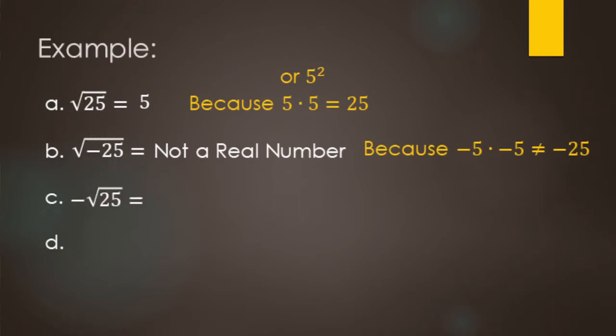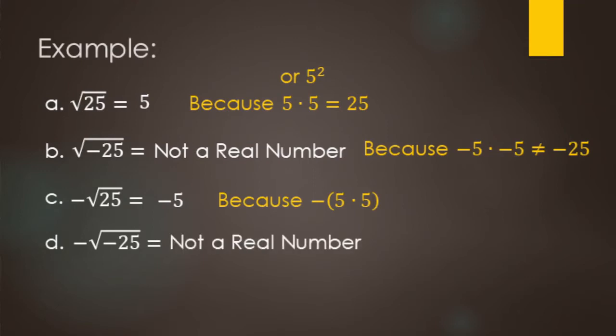What about negative square root of 25? Well, this is something we can do. It's negative 5. We're doing the 5 times itself to give us the square root of 25, and then we need the opposite of that, so that's going to be a negative there. What about negative square root of negative 25? For the same reason as b, it's not going to be a real number. We still can't do square root of a negative and get a real number for an answer.